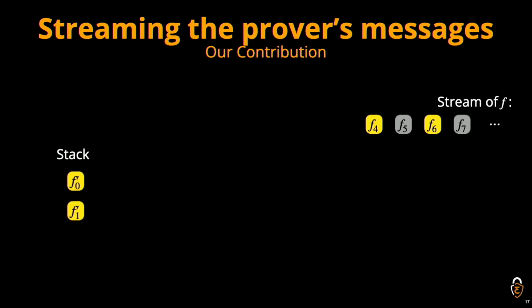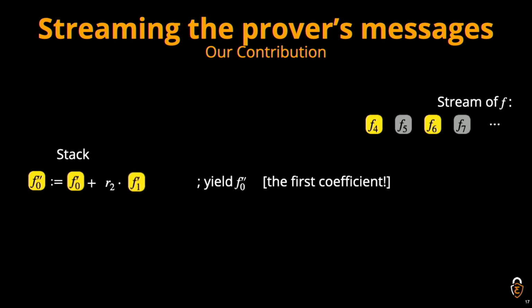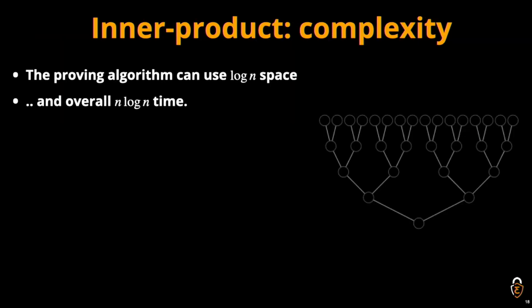At the end, what do we get? We get a stack that can only grow logarithmically, because there are only log levels. And in addition, how many operations are we doing? Well, we're doing only linear operations, because again, we're doing n divided by 2 addition and multiplication, plus n divided by 4, plus n divided by 8, and so on and so forth. So overall, because we have to generate the foldings at each layer, we have an overall log space complexity and n log n time, which is what I promised in the theorem.